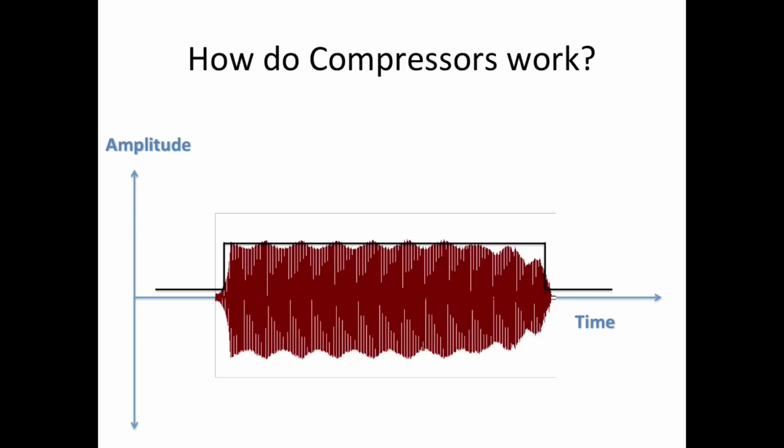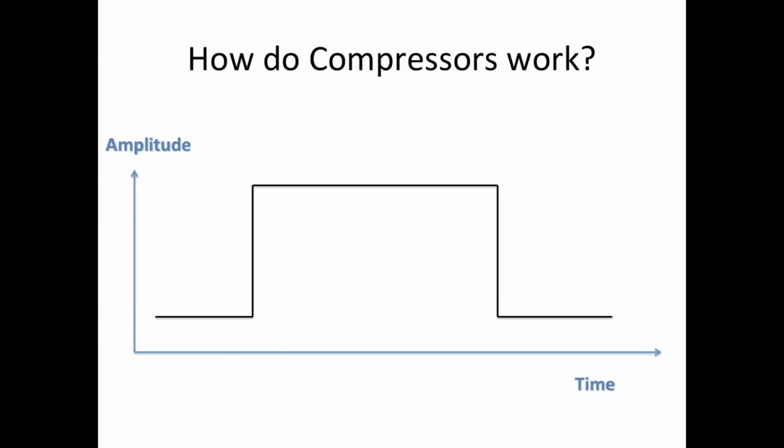There are different kinds of dynamics processors that actually work with and detect the peak of a signal, but a compressor for the most part is just going to work with the detected amplitude of the envelope. So let's get into how it actually works.